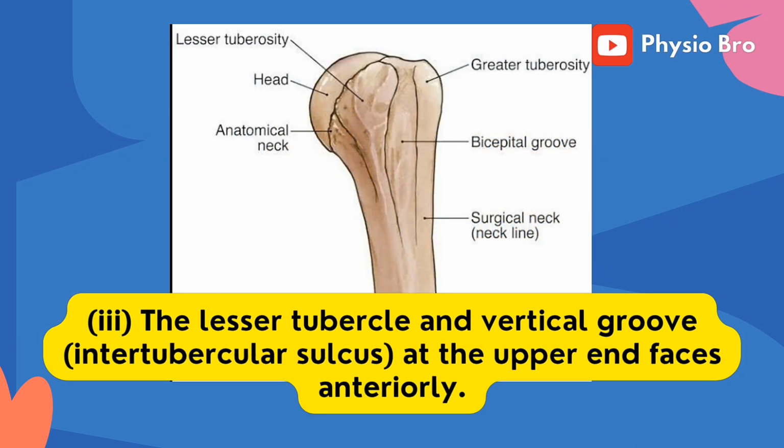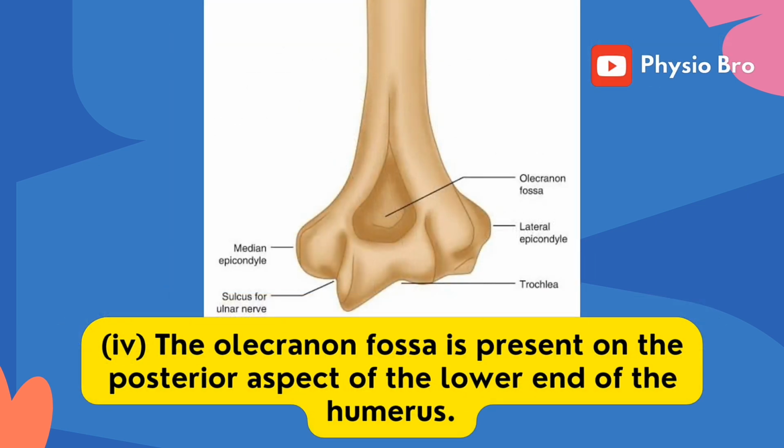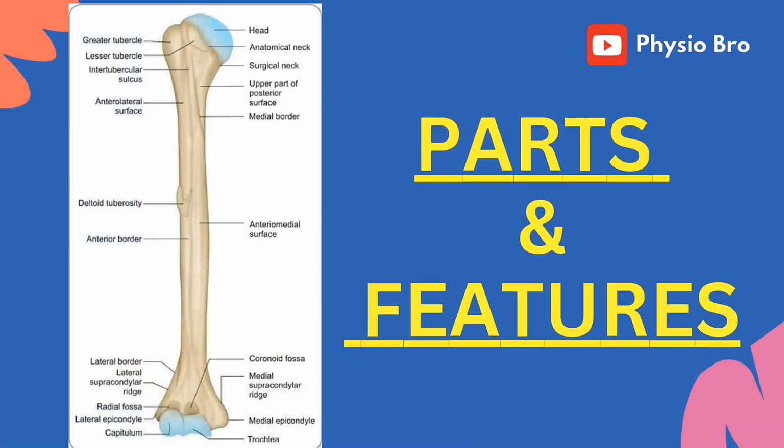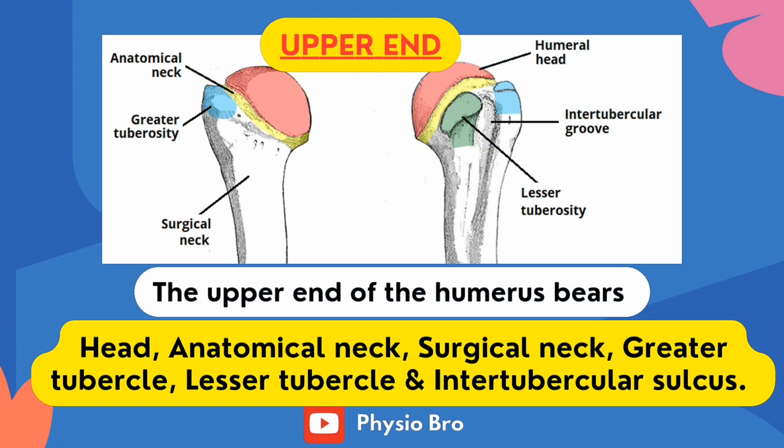The lesser tubercle and vertical groove at the upper end of the humerus face anteriorly. The olecranon fossa is present on the posterior aspect of the lower end of the humerus. Parts and features of the humerus. The upper end of the humerus bears head, anatomical neck, surgical neck, greater tubercle, lesser tubercle and intertubercular sulcus.